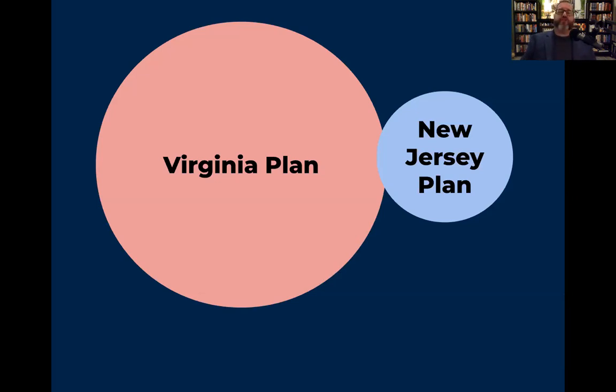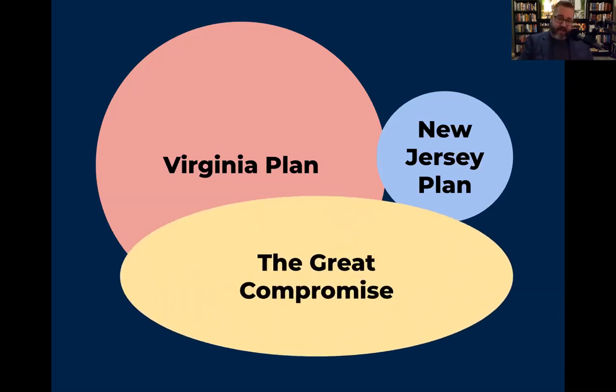But it's going to be Roger Sherman coming in to save the day with his great compromise. It's going to say, hey, let's have the best of both worlds. Let's look at the British system of the House of Lords and the House of Commons, and let's have a Senate.